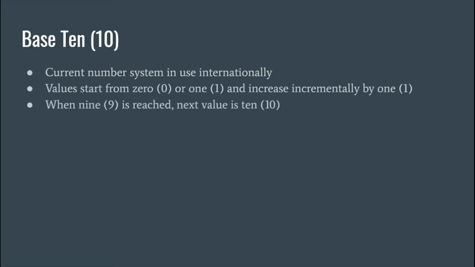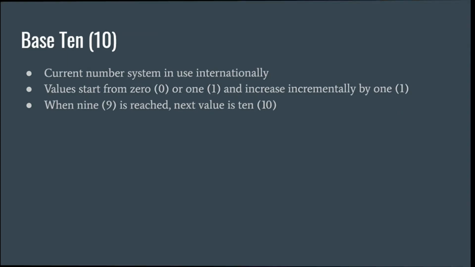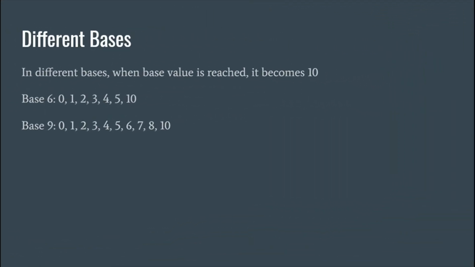Internationally we're using the base 10 system, so we go from 0 or sometimes 1 and we increase incrementally by 1. When we get to 9, our next number is 10. So you're all familiar with that, something that we use every day. Now in different bases, when you reach your base value it becomes a 1, 0. I'm saying 1, 0, not 10, because I'm just trying to make that distinction. It'll make a lot more sense when you see what I mean.